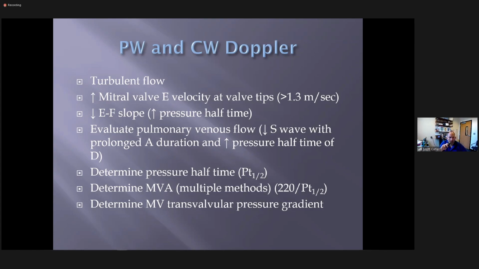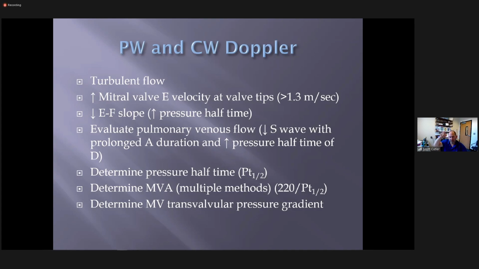Okay. Mitral valve E velocity at the valve tips is measured with pulse wave. In a stenotic situation, it starts to get higher than 1.3 meters per second. If it starts to exceed that, I usually go by 1.5. At 1.4, I'd say maybe. At 1.5 and higher, I'm always starting to think of stenosis. Then I'm starting to transition over to using CW for the highest velocity measurements and the tracing of it with the VTI, which will also give us our pressures. The decreased E to F slope or increased pressure half time.